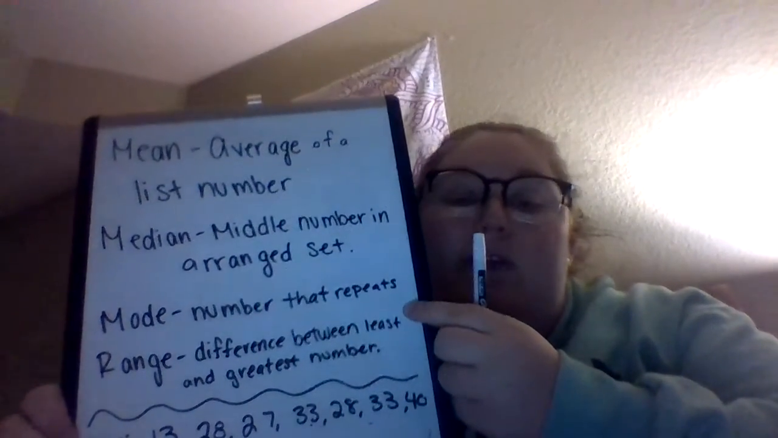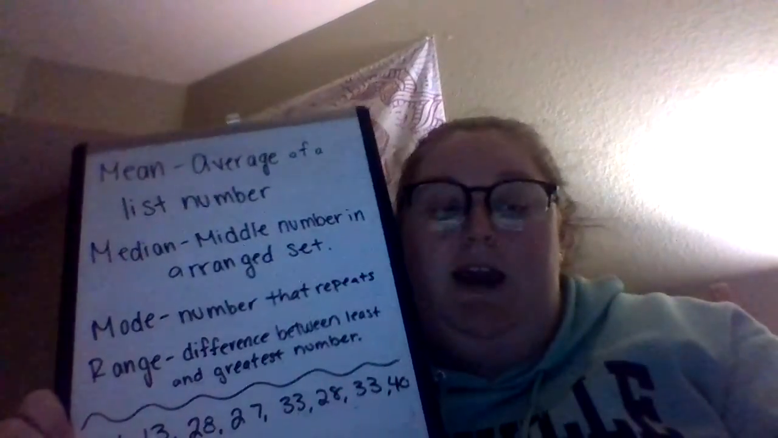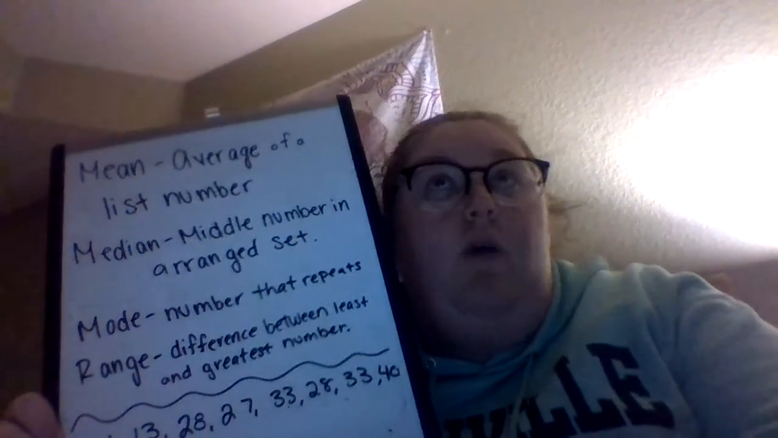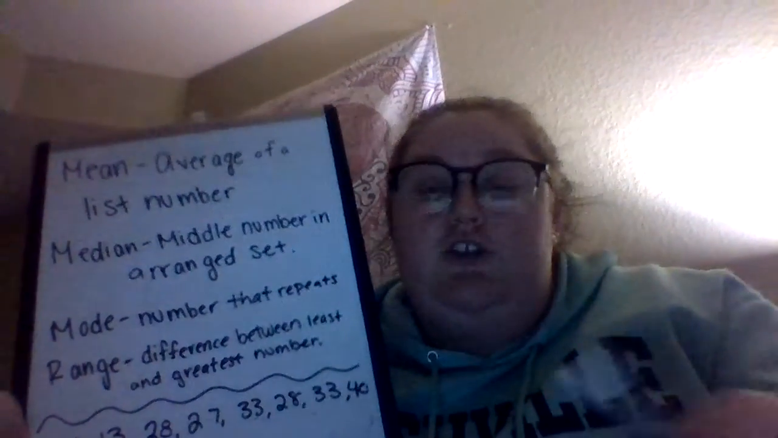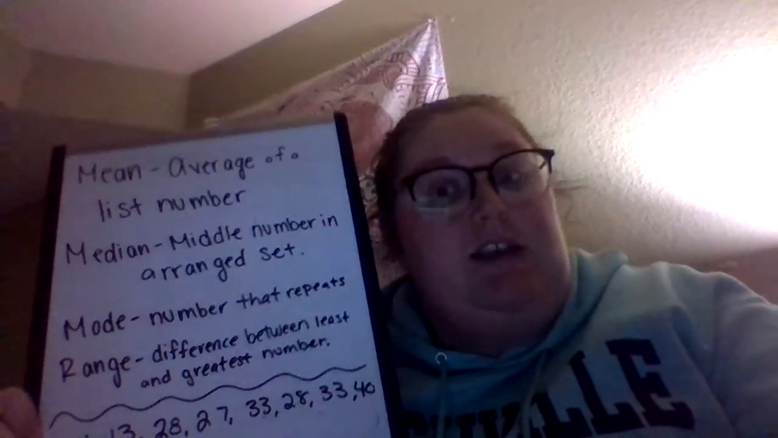Okay, so next we have mode. Mode is the number that repeats most in our data set. So there can be one number that repeats all the time, or there can be multiple ones. So you can have more than one mode in a data set.